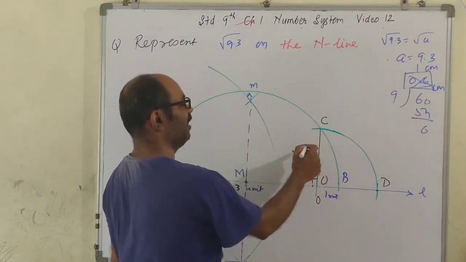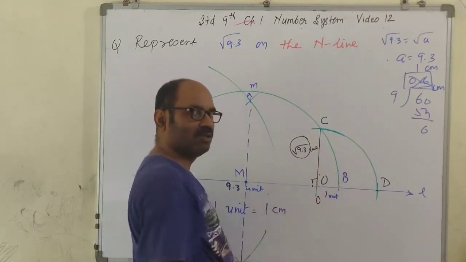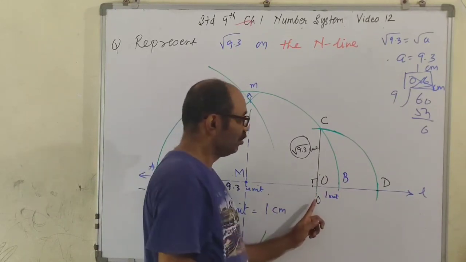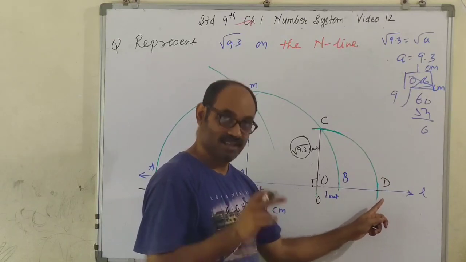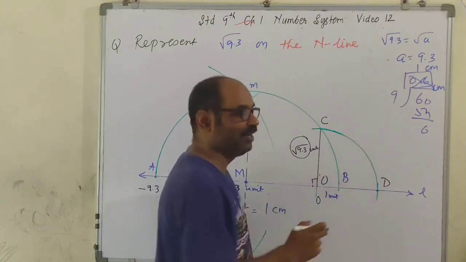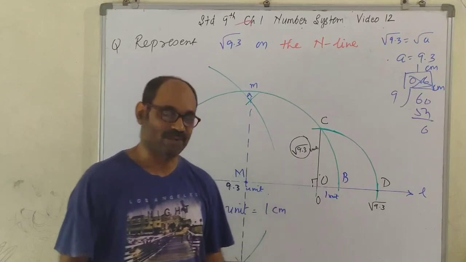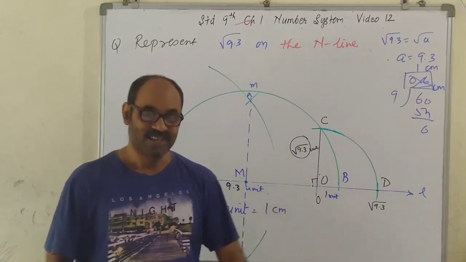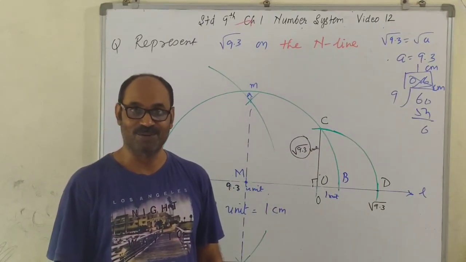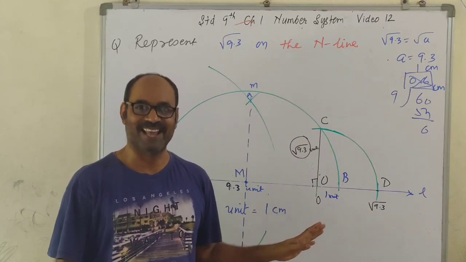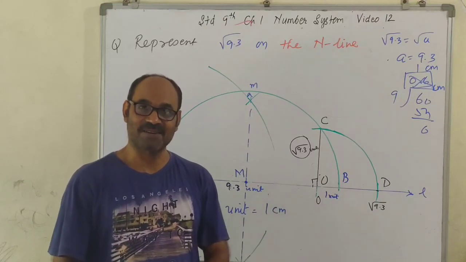How much is OC? Root 9.3. So how much is OD? Yeah, that distance is root 9.3. Now, this O is origin and OD is root 9.3 length. So the number corresponding to D is root 9.3. It is to its right, so square root of 9.3. So this is how you can represent this type of irrational number on the number line. I hope it is clear to you. We'll see one more example in the next video. Okay. Well, this can be asked in your examination.